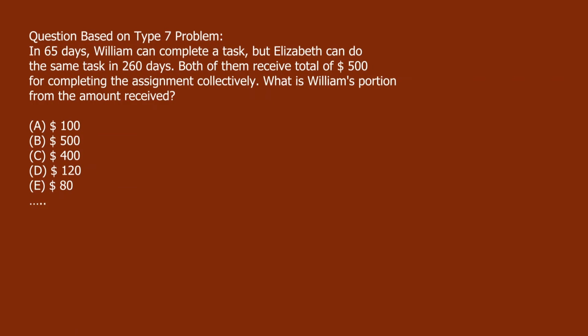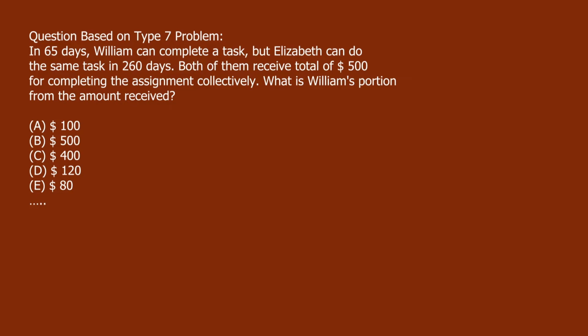Let's solve one problem then. In 65 days, William can complete a task, but Elizabeth can do the same task in 260 days. Both of them receive a total of $500 for completing the assignment collectively. What is William's portion of the amount received?